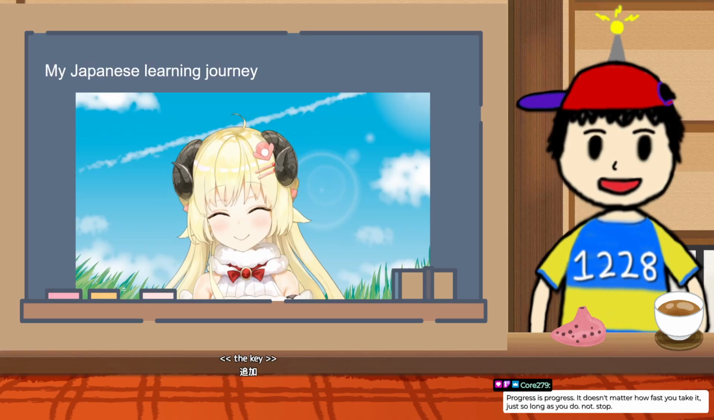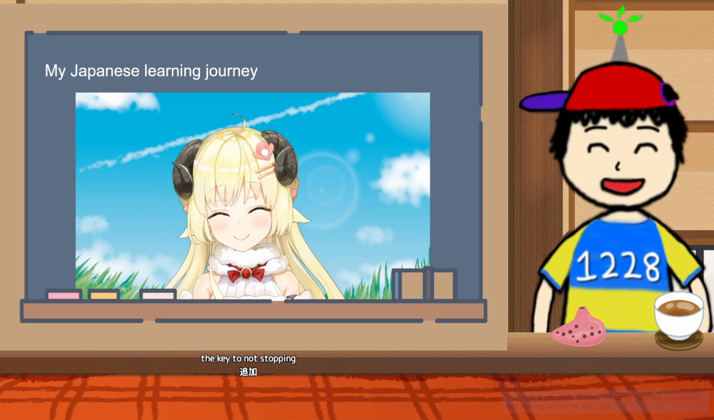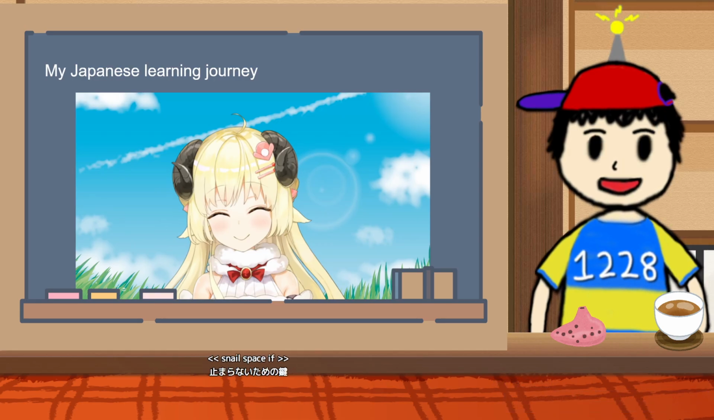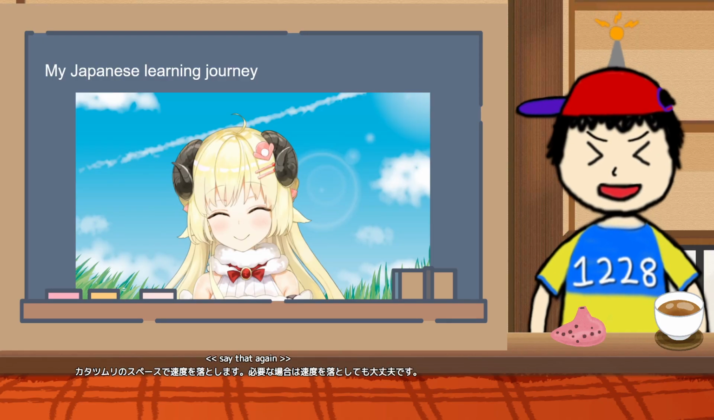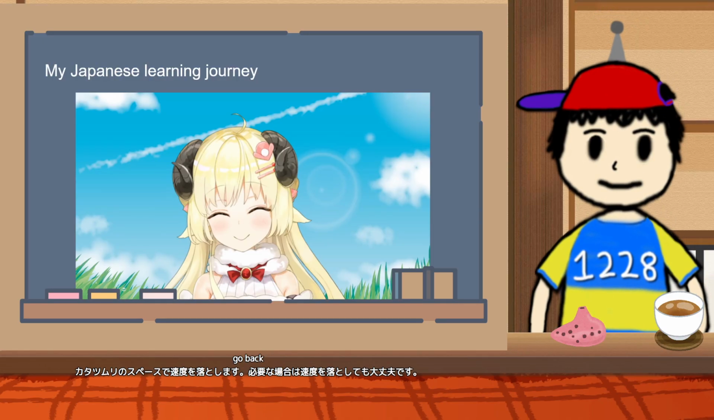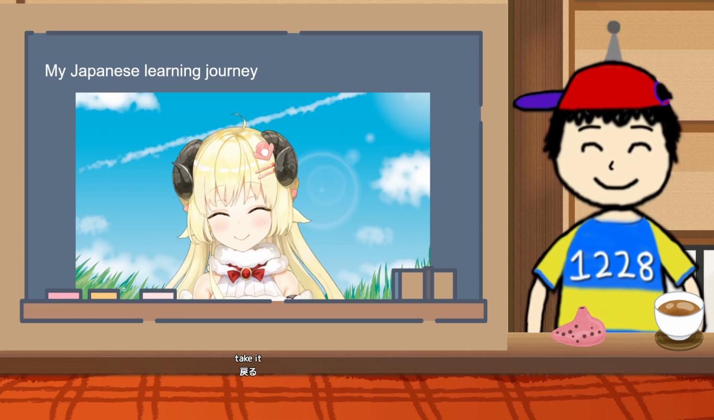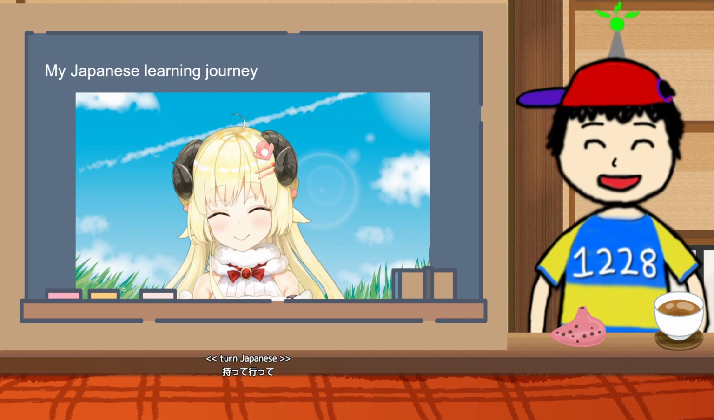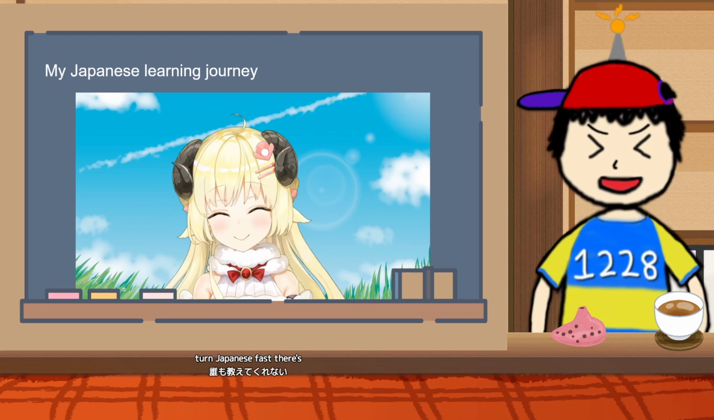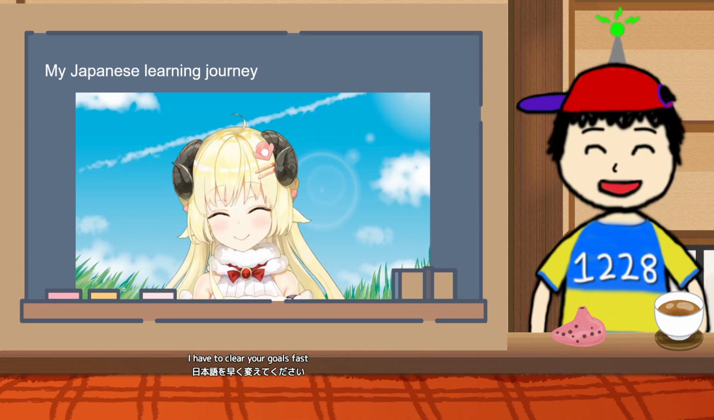The key to not stopping? Slow down. Slow down to a snail's pace if you have to. It's okay to slow down. I will say that again louder for those in the back if I have to. Take it at your own pace. There is nobody telling you you have to learn Japanese fast. There's no one telling you you have to clear your goals fast. Take your time.